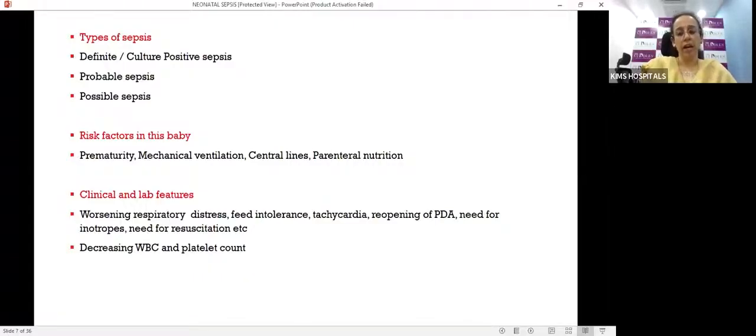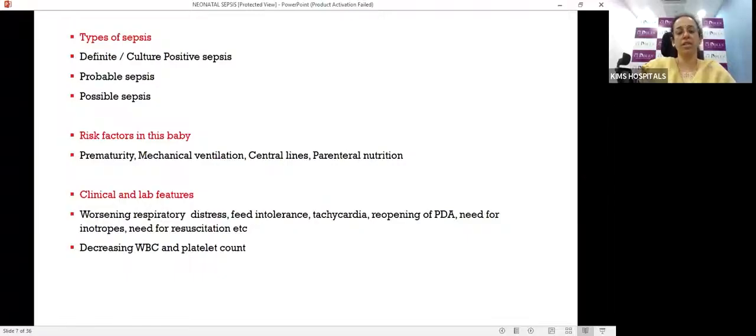So the clinical and laboratory features that we noted in this baby are worsening of respiratory distress, feed intolerance, abdominal distension, tachycardia, reopening of PDA, need for inotropes, need for resuscitation, etc. In this scenario, we also noted that the baby had a decrease in the WBC and the platelet count.